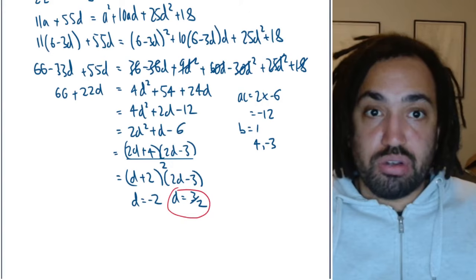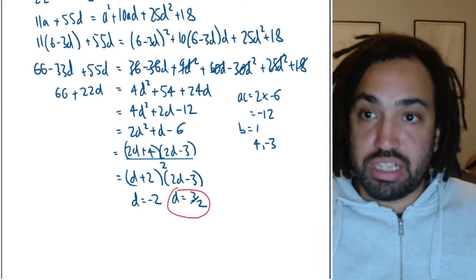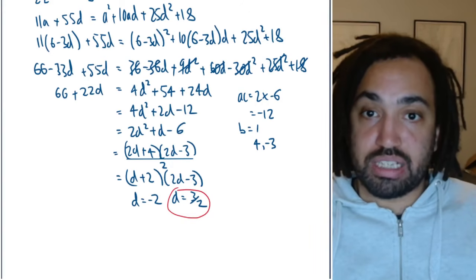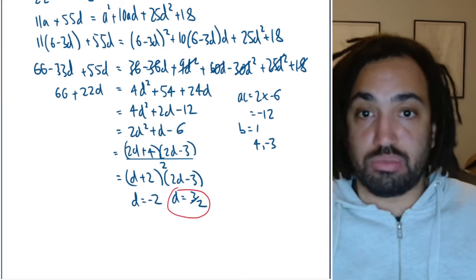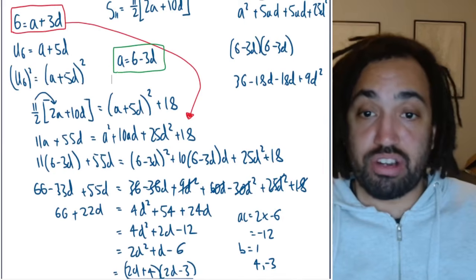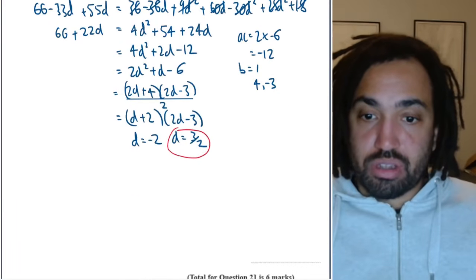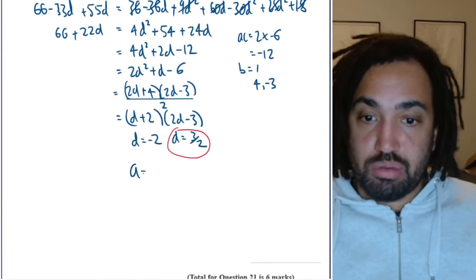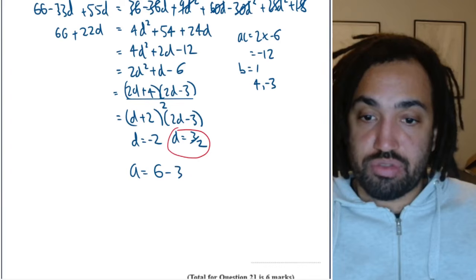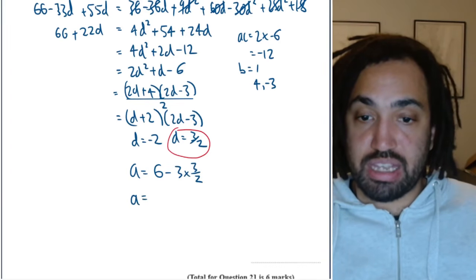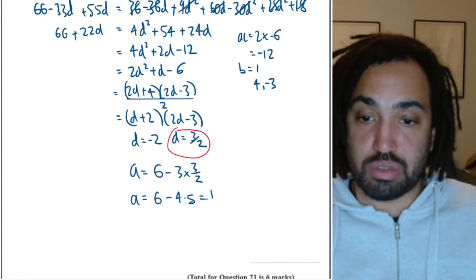Okay, so let's look at what a is now. Whenever we do a quadratic simultaneous equation or simultaneous equation, we then look to find out what a is, or what the other variable is. So we can see in this green box a is 6 minus 3d. So a is equal to 6 minus 3 times by d. So a is equal to 6 minus, what's that, 4.5. So a is equal to 1.5.